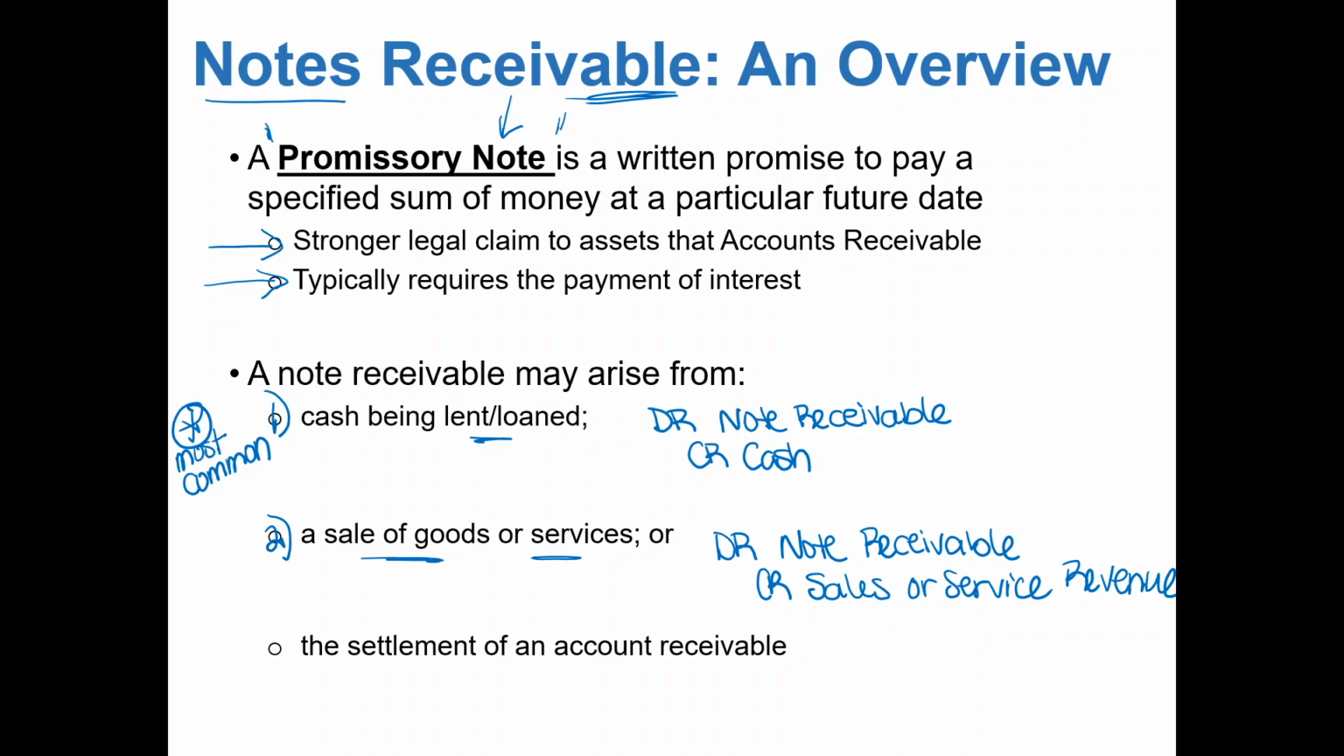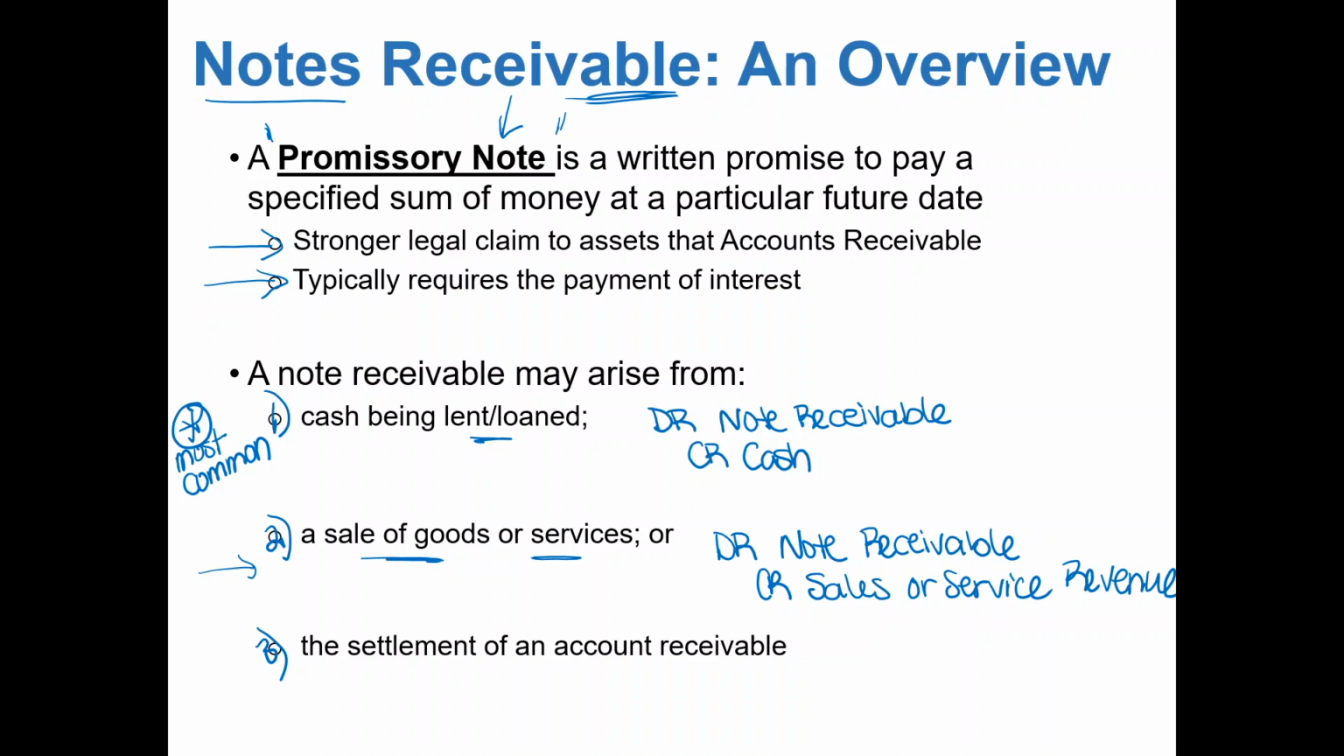but this time it's a note instead of accounts receivable. And then the third way that a note receivable could arise is on the settlement of accounts receivable. So what this means is that on the original sale of some sort of good or performance of a service, the customer just did that on account. So you booked a debit to accounts receivable, credit to the revenue.